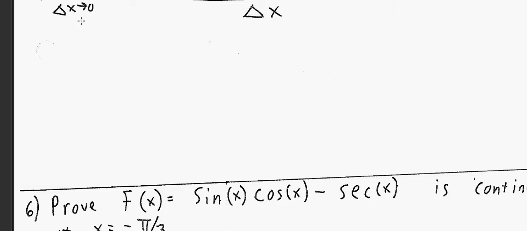I told you, if you don't like looking at it, delta x is just a variable all by itself. It's not the same thing as x. It's a very different variable. Just make it an h. If you don't want to deal with delta x, make it an h.